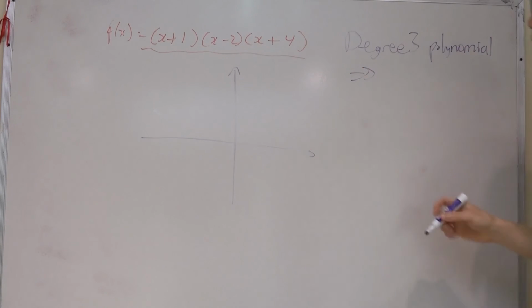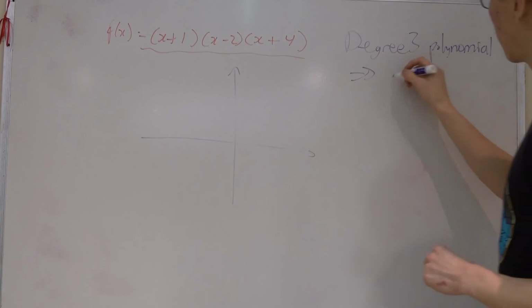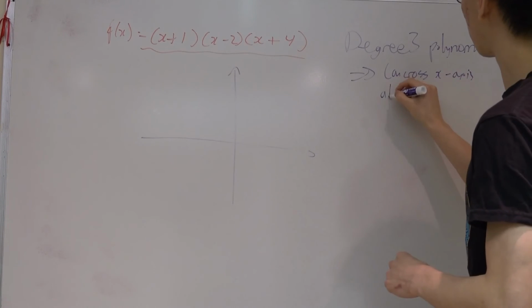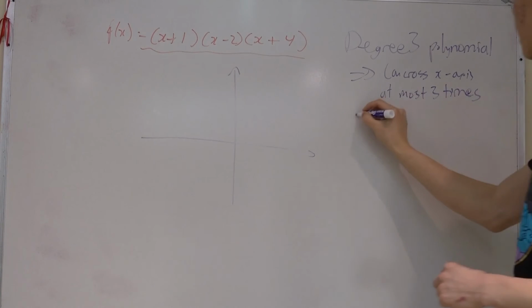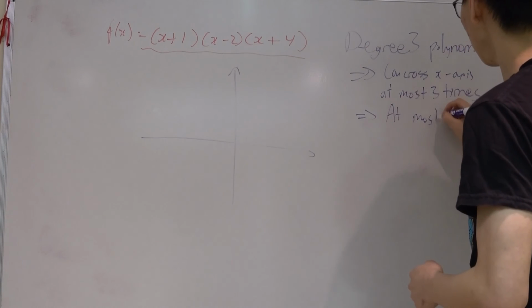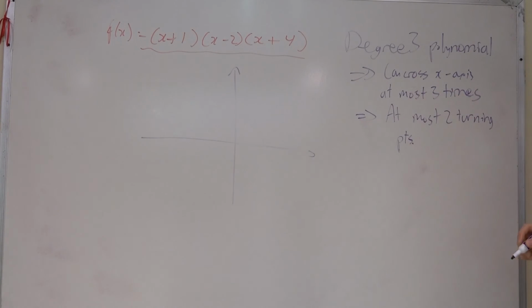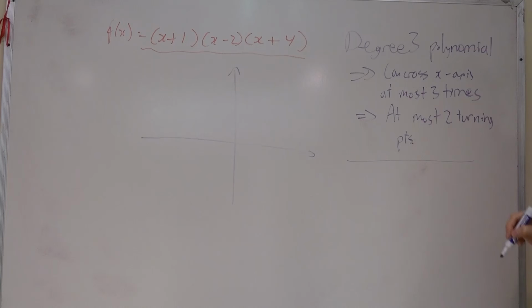Our two facts regarding degree and polynomials tell us the following. Firstly, it can cross the x-axis at most 3 times. Our second fact tells us that there will be at most 2 turning points. Okay? Now, what did we just look at? We looked at end behavior. So we can write some things about the limits, right?